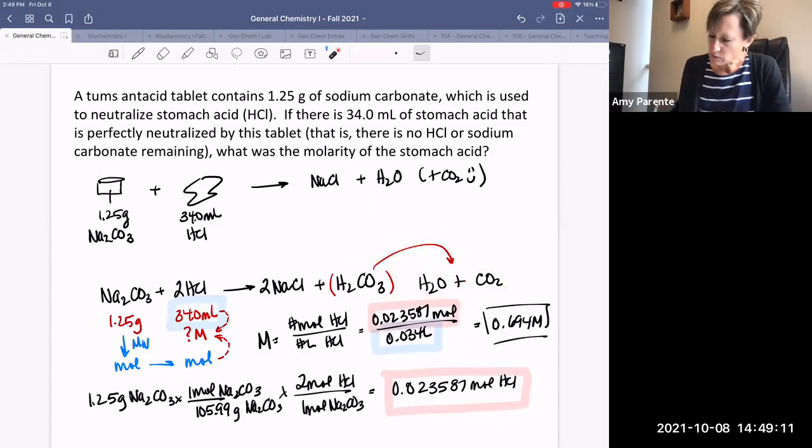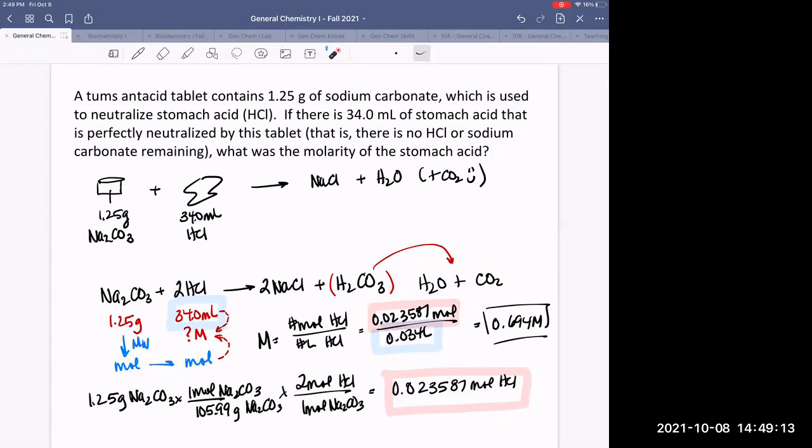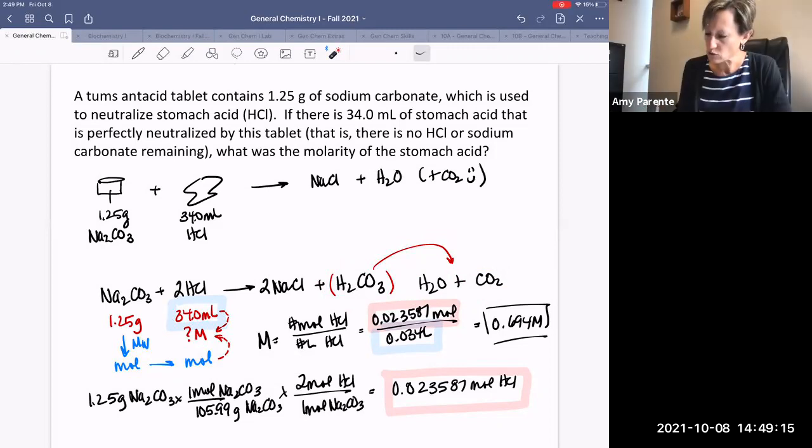Okay, so for this problem, our walk is we always start from stuff that we sort of know, not where there's a question mark. So I'm going to start with the fact that I've got 1.25 grams of that sodium carbonate. I can use a molecular weight, which I have to figure out on your quizzes moving forward. I will have molecular weights provided for anything, even if you don't need it, so you won't have to take the time to do that. That'll get me to moles of sodium carbonate.